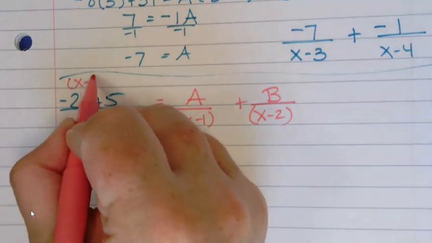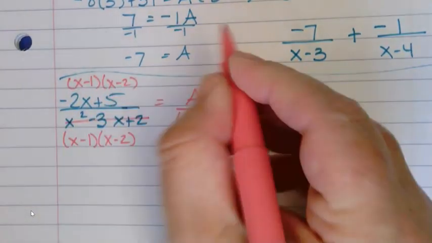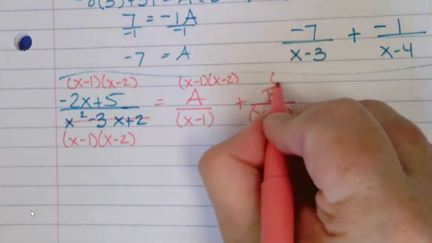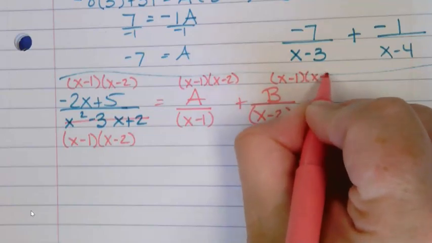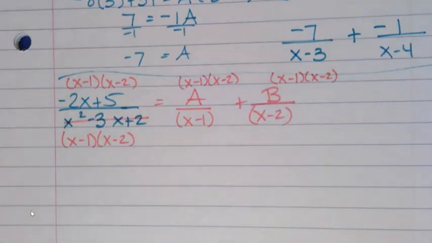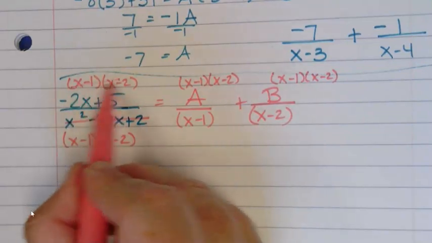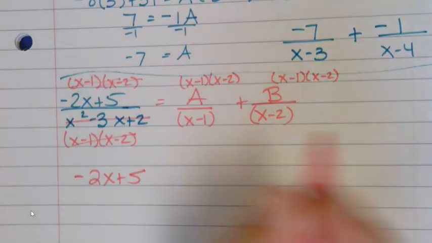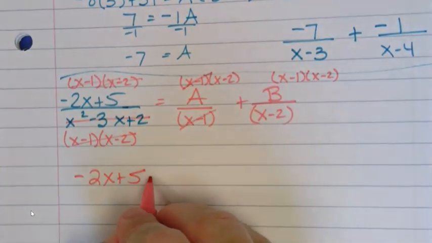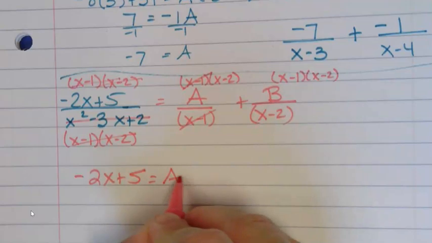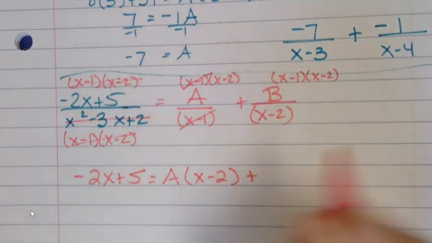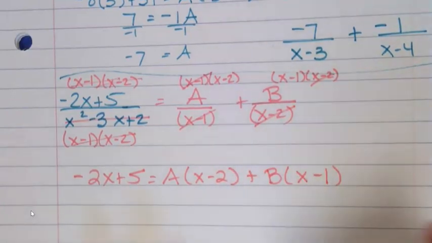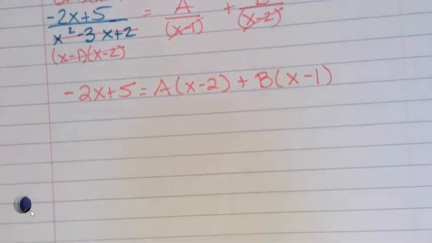Multiply by x minus 1 and x minus 2. These all cancel, so we're left with negative 2x plus 5. x minus 1 cancels, so equals a times x minus 2. x minus 2's cancel, so b is times x minus 1. Okay, I'm going to move that right here.